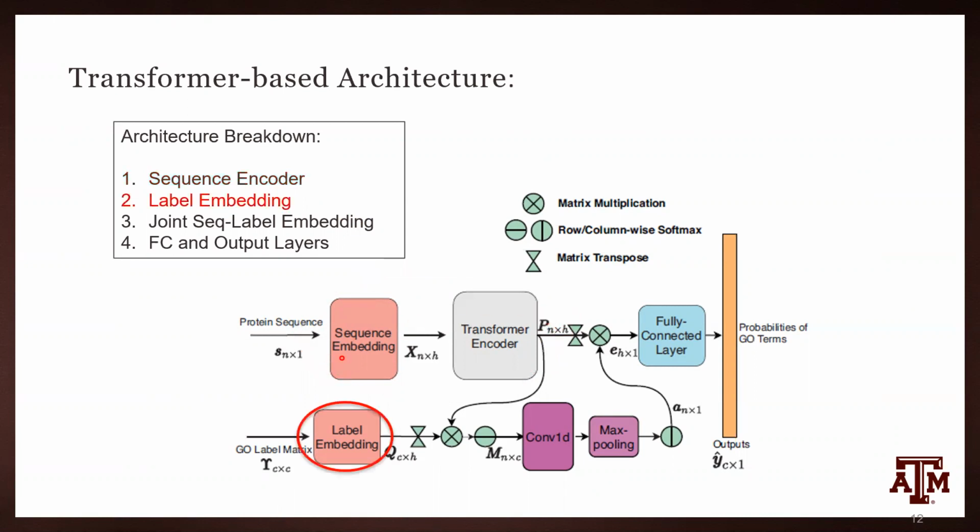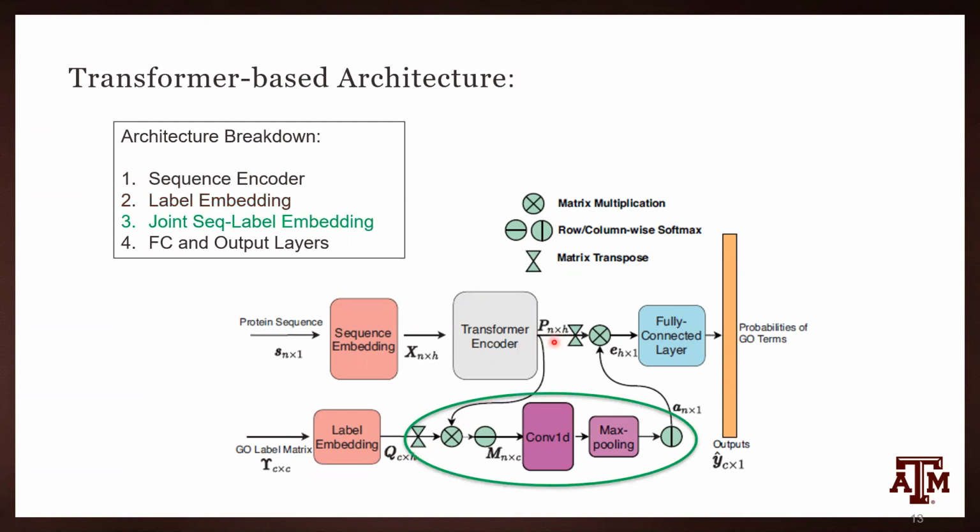Besides the sequence encoder, we also have a label embedding to embed every label in the gene ontology graph. It will embed the gene label matrix into a latent state with dimension c times h, where c is the number of labels and h is the hidden state.